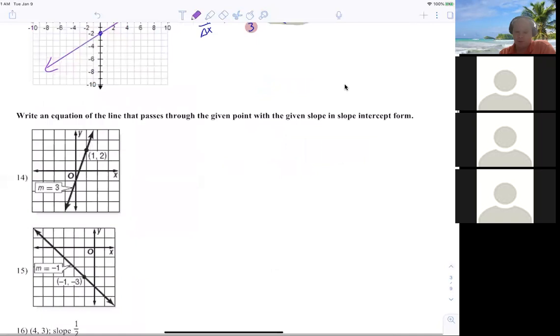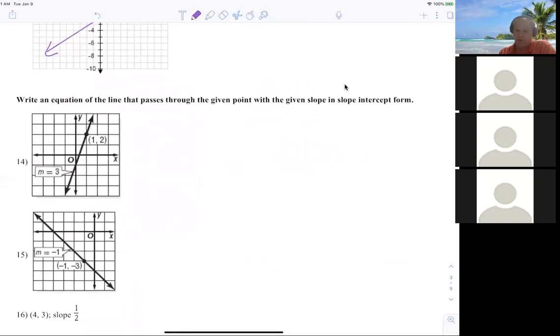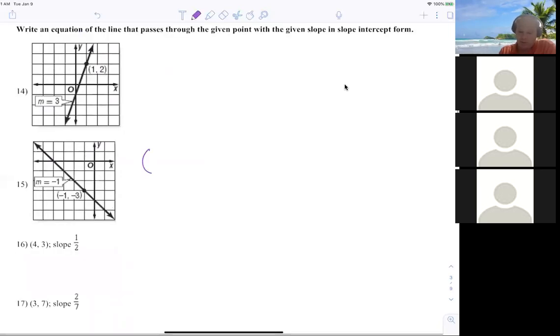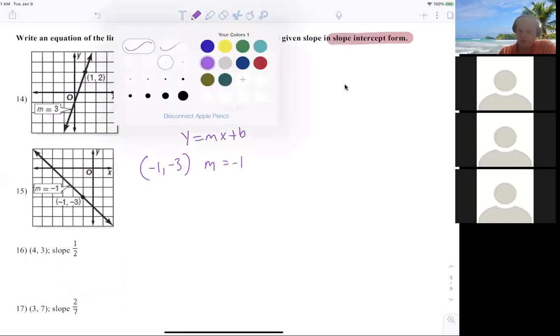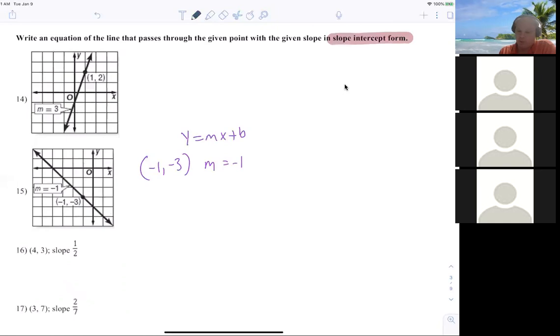Okay, so now we want to write the equation of the line passing through the point. So the point here is -1, -3, and the slope is equal to -1. All right, and we want it in slope-intercept form. All right, so we need it in the form y equals mx plus b. But for you guys, all right, there's another form that I want you to remember. Y minus y1 equals m times x minus x1. This is referred to as point slope form.